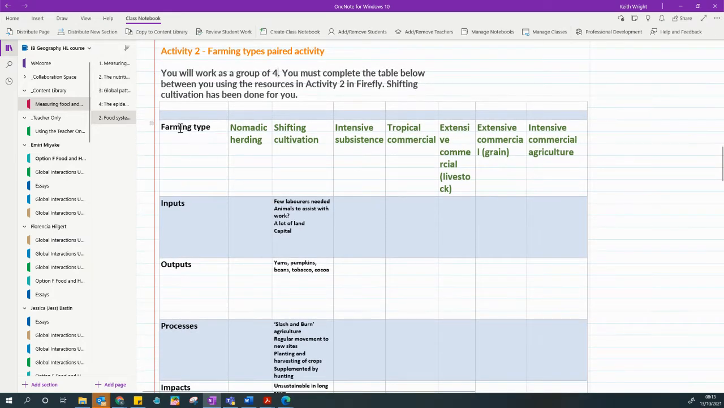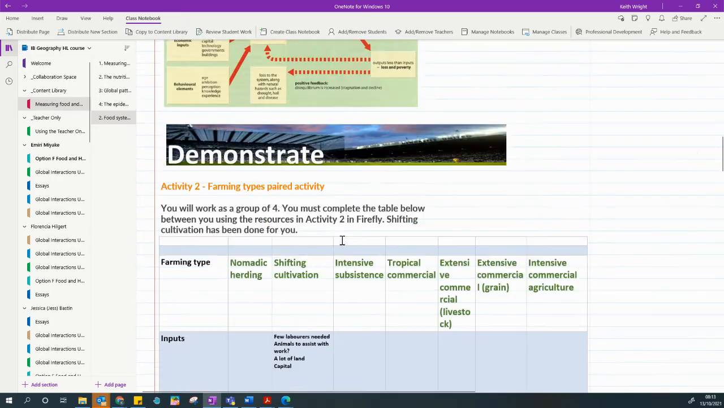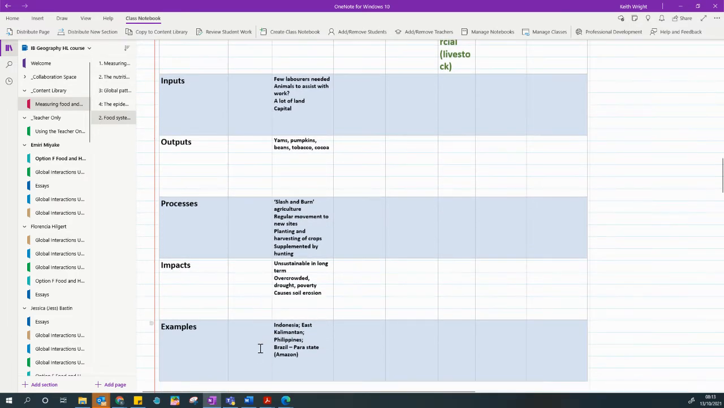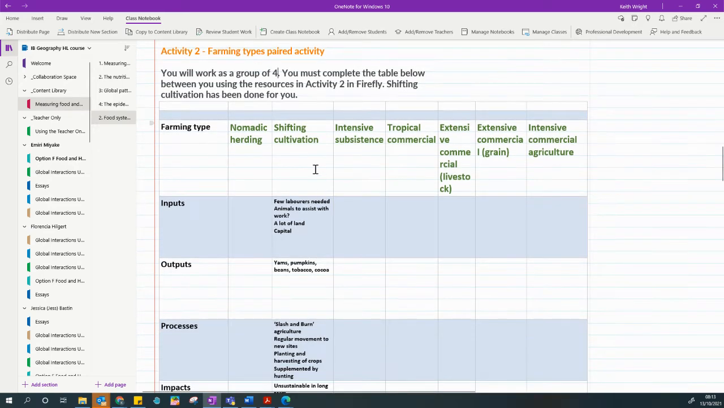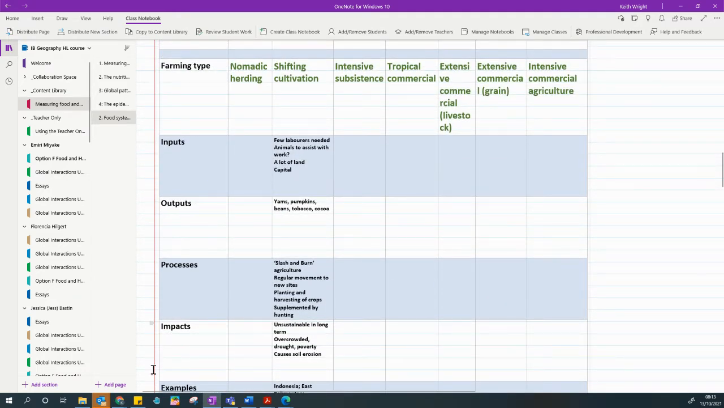So what you've got there is farming types, various farming types here. Inputs into that farm, outputs, processes, impacts, and examples. Now, shifting cultivation has been done for you as a model to show you how to approach this and the level of detail required. So in your group of 3, 4, 2, whatever it is, you are going to do the rest of these: nomadic herding, intensive subsistence, etc. Okie dokie. Now, where are you going to get the information from?